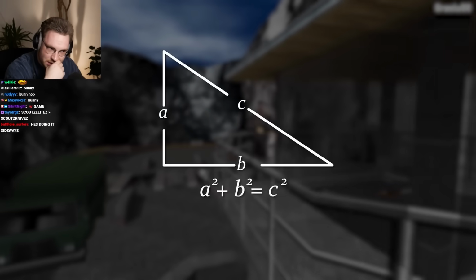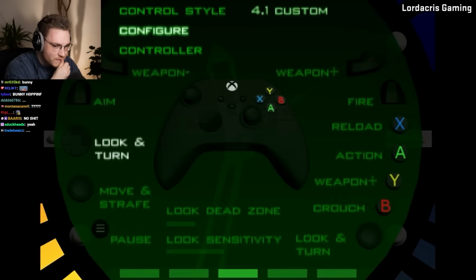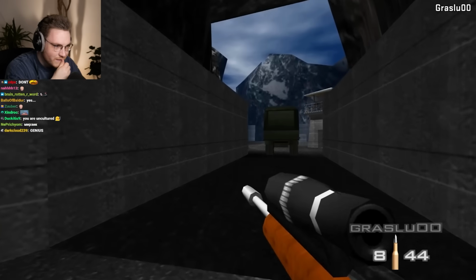Someone figured out that using Pythagoras' theorem, you could go faster by holding two keys at once because of a bug in the game code that calculated your velocity vector. This was just poor math.